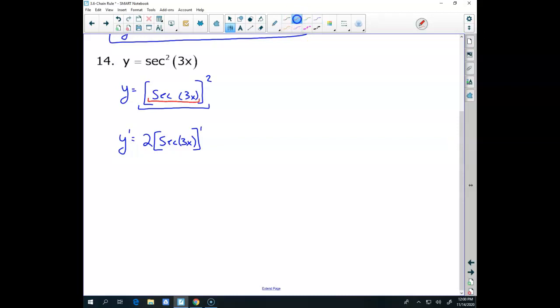Then I'm going to go to my next innermost function. That's secant 3x. Well, the derivative of secant 3x is secant 3x times tangent 3x, because the derivative of secant is secant tangent, times my innermost function of 3x, which is going to be times a 3. And as I look at this, I'm going to have y prime equals, and I got a 2 times a 3, so I can call that 6.